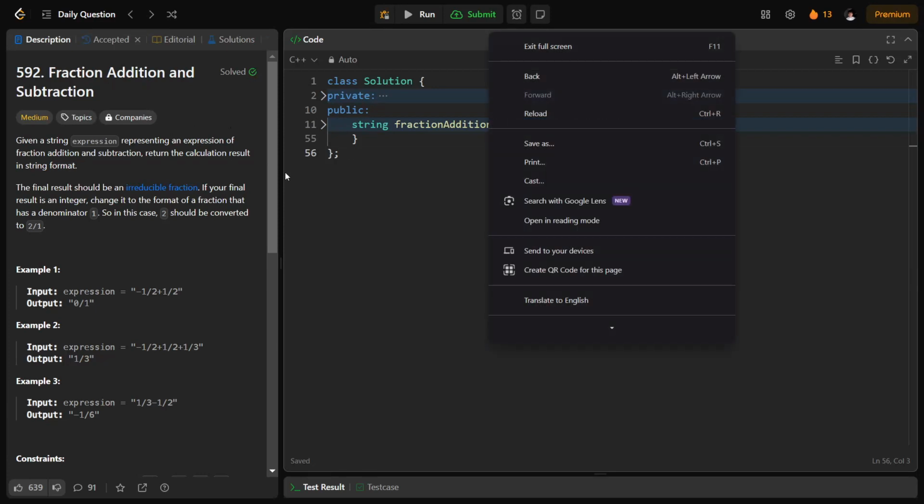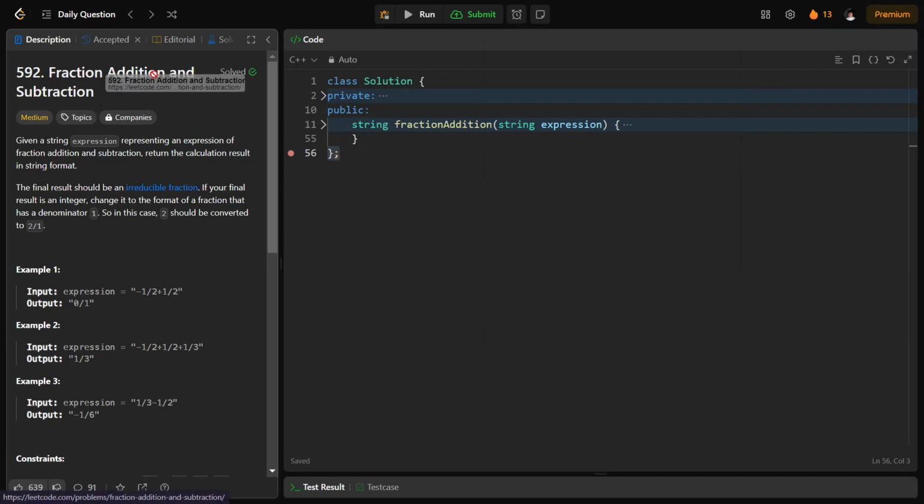What you're given is basically a fraction, and you have to do addition and subtraction. You would be given a string expression representing fraction addition and subtraction. You only have addition and subtraction as the operations, and you would surely be given a fraction. The final result should be an irreducible fraction, which basically means the two numbers are co-primes.